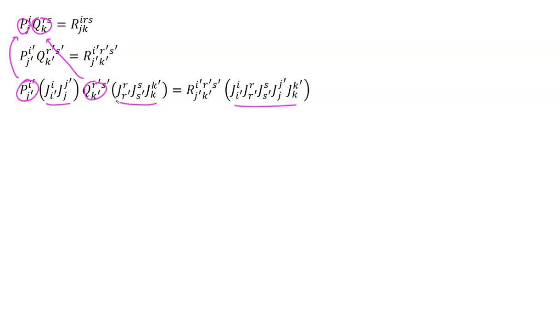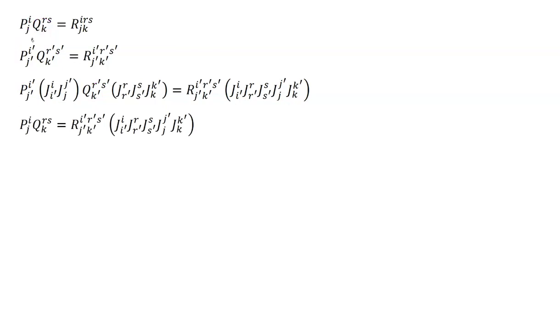And that means that we know this relationship, and because we now know that this equals this, then this equals this, and that completes the proof. We see that these Jacobian factors will transform R from the prime coordinate system to the unprimed coordinate system, and that means that R is indeed a tensor.